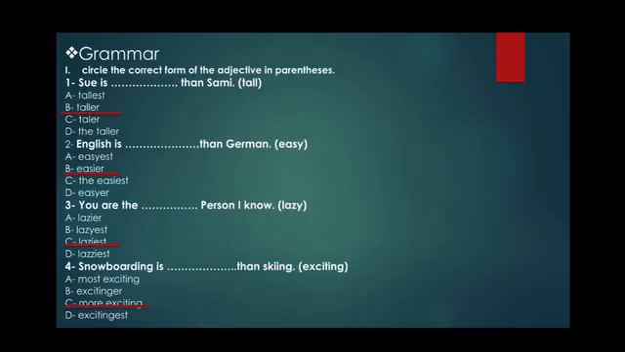The answer is C. Snowboarding is more exciting than skiing. Here I'm comparing between 2, which is snowboarding and skiing. And I have the adjective, which is exciting. Exciting is actually 3 syllables. So I'm going to use comparative. I have an adjective with 3 syllables, so I'm going to add the word more. More exciting, because exciting is actually more than 2 syllables. It is actually from 3 syllables. So exciting, more exciting than skiing.